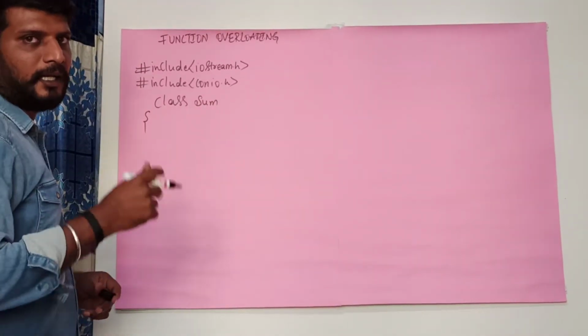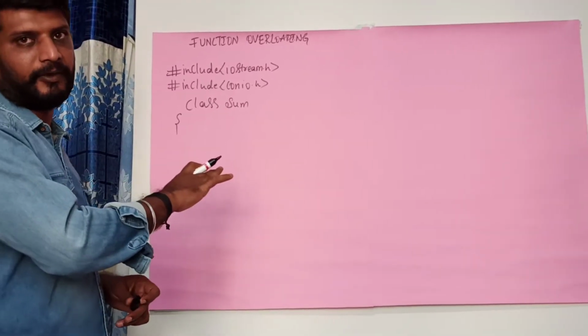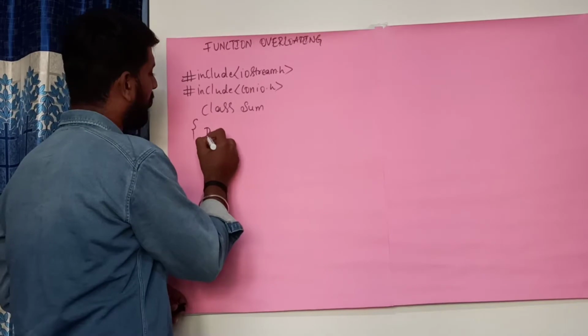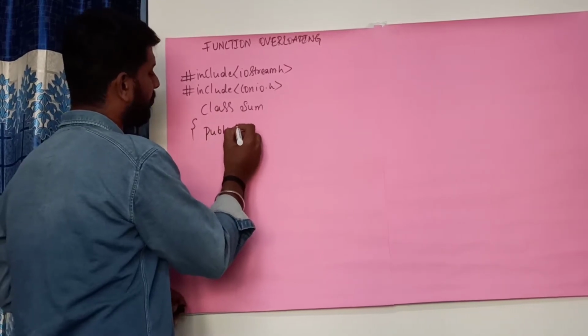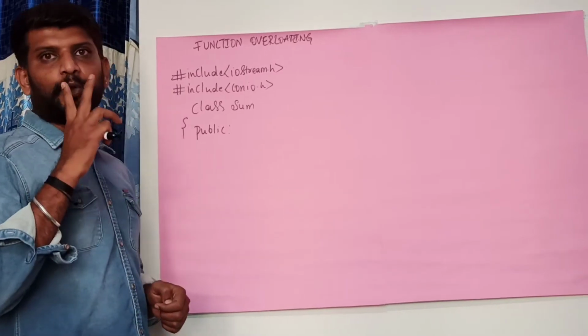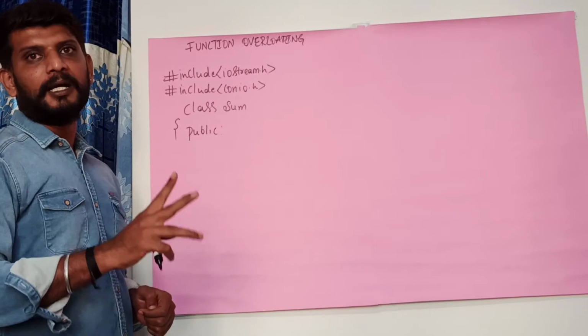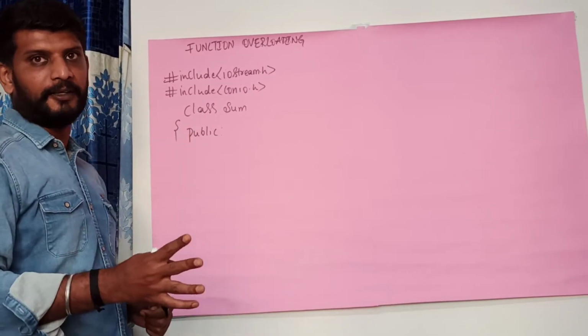Next, I will create a class called sum. Here I will not declare any variables. In our previous video also we did not declare any variables. Directly I will go for the public part. Inside the public part, I will create two different functions with the same name, but the number of arguments will be different.